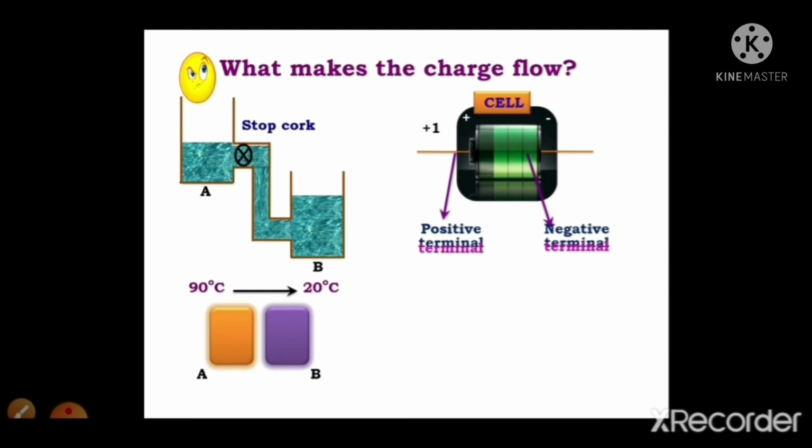Now the positive terminal has plus 1 charge and the negative terminal has minus 1 charge. So can you say which number is greater, plus 1 or minus 1? The answer is plus 1. Plus 1 is a bigger number and minus 1 is a smaller number. Therefore the positive terminal is called a higher electric potential and the negative terminal is called a lower electric potential. Remember this.